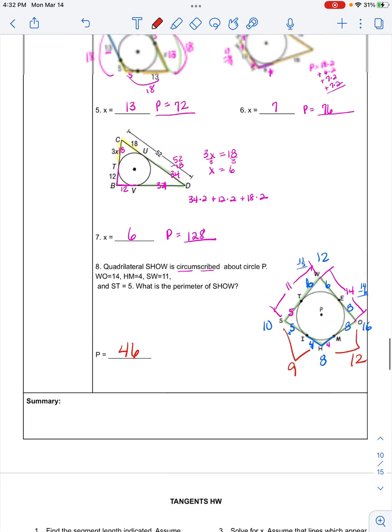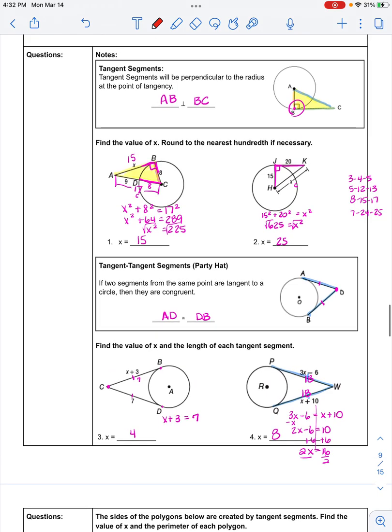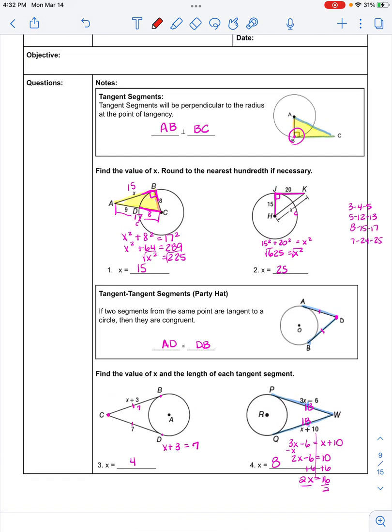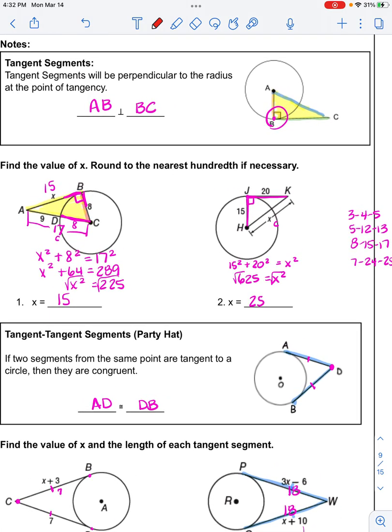So we had two situations with tangents. We have two tangents that create a party hat where the tangents are equal to each other, and then you have a tangent, and the tangent is always perpendicular to the radius. Notice those two pictures and pay attention so that you can tell the difference of when you're supposed to use each situation, depending on the problem and what it looks like.